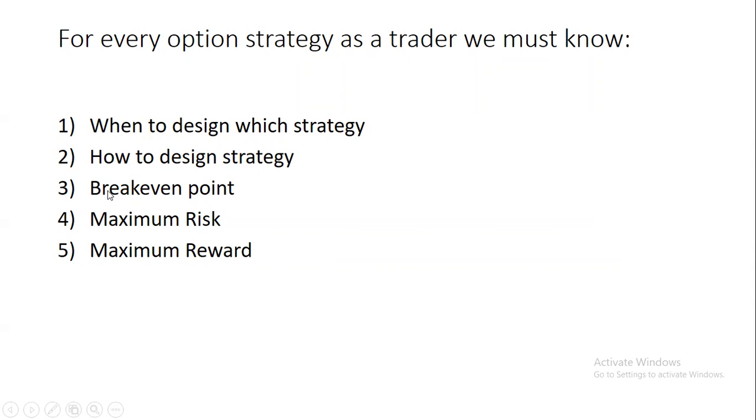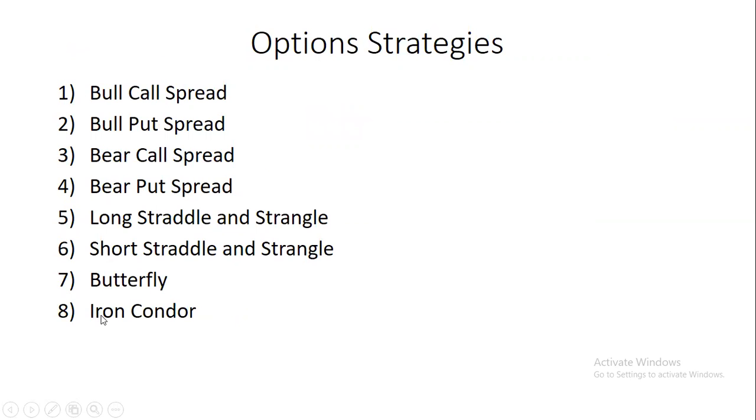Number three, you need to also understand the break even point. If you are a buyer in the strategy, your profit will start only once price crosses your break even point. And if you have designed the strategy from the seller's point of view, if price crosses break even, your loss will start. So as a buyer, once break even point is crossed, your profit will start, and as a seller, once price crosses break even, your loss will start. You also need to understand what is the maximum risk involved in the strategy. And at last, you need to understand what is the maximum reward. So these all 5 points are very, very important for any strategy which you need to understand.